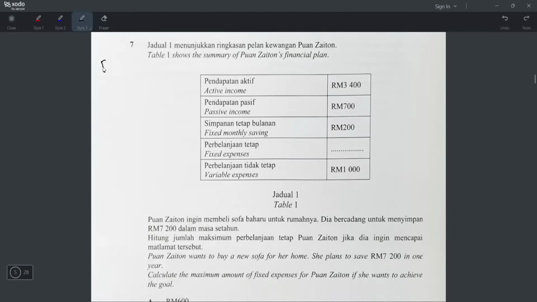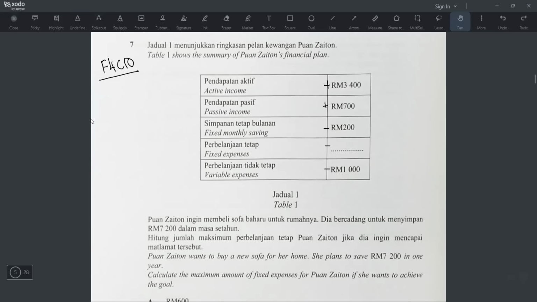I see active income. I know already it's from form 4 chapter 10. The consumer mathematics chapter. What is it called? Financial management, right? Pengurusan kewangan. Alright, table 1 shows the summary of Puan Zaiton's financial plan. So she has active income. So income is something you plus. Passive income also something you plus. Fixed monthly saving, this one you have to minus. Yeah, because 200 ringgit go to savings. So the amount left you can spend is kena kurang dia lah. Okay, fixed expenses also something you minus. Variable expenses is also something that you minus. Okay, so far I understand.